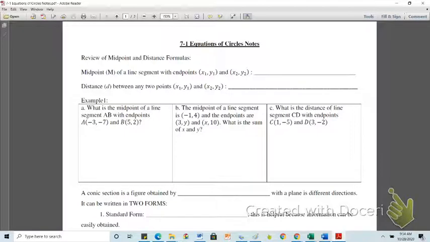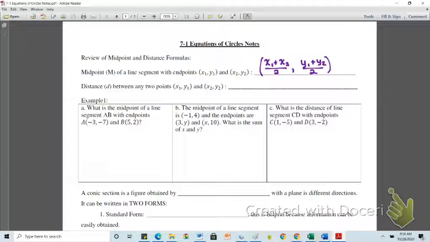So remember, the midpoint is a point in the center of the line, and we get it by adding x1 to x2 and dividing by 2. Same with y's. You're basically finding the average of the 2 points.